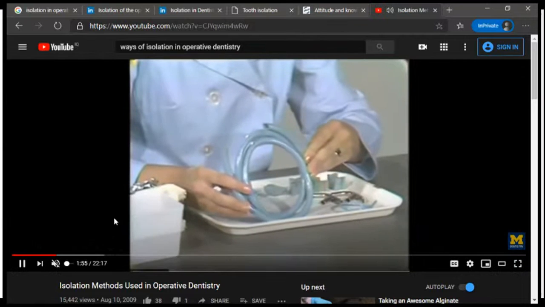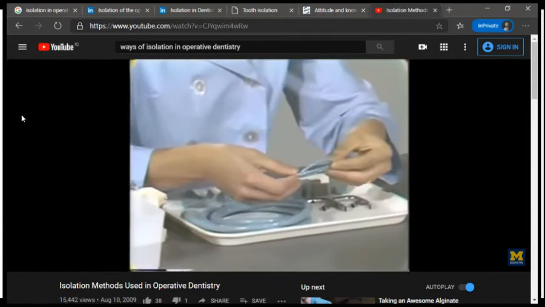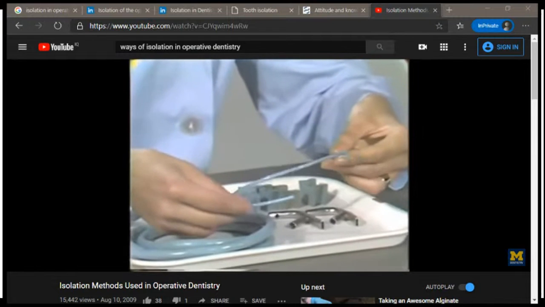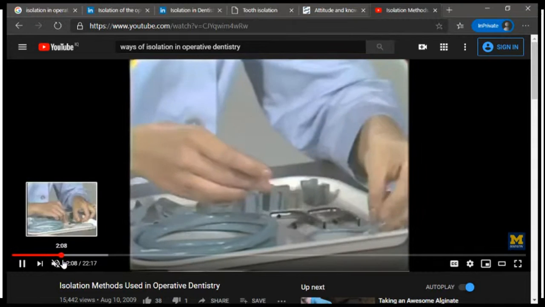Now they are talking about the evacuator, which is a very important sucking device to take the water and saliva out of the patient's mouth.